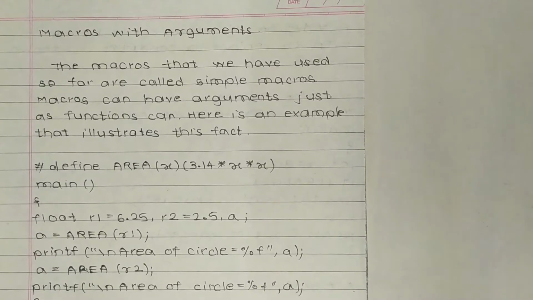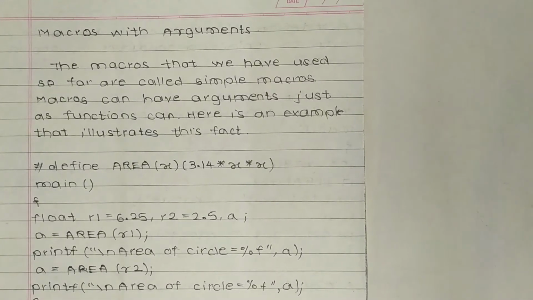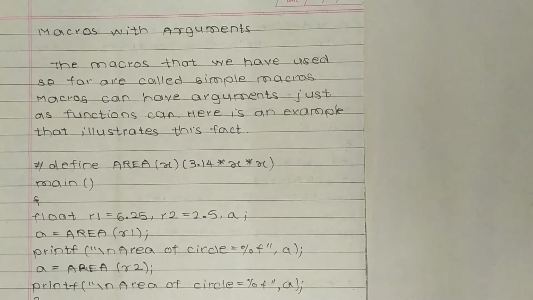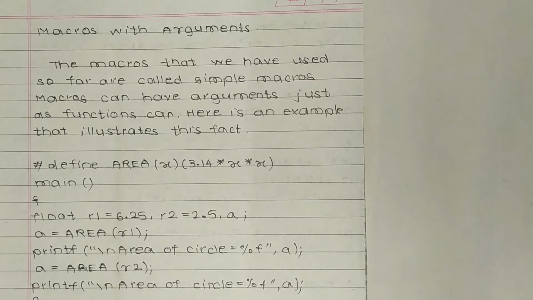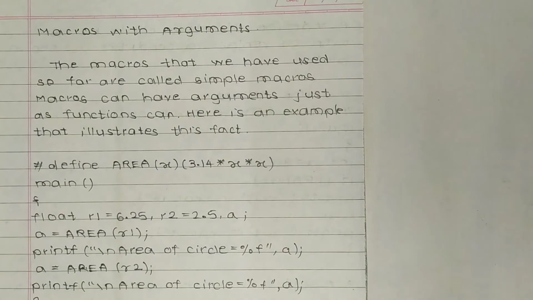Macros with arguments. The macros that we have used so far are called simple macros. Macros can have arguments just as functions. Here is an example that illustrates this fact. So, macros are similar to functions. They can also have arguments like functions.